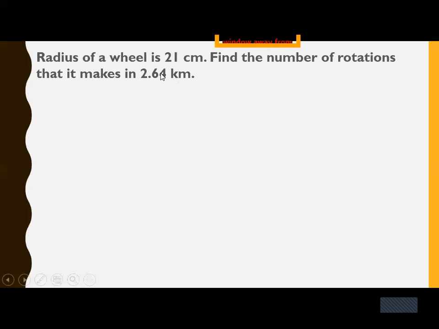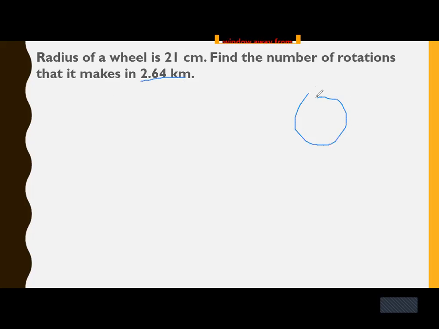Now look at this question carefully. Here in this question, the radius is given, and we have to find the number of rotations that it makes in 2.64 kilometers. The radius of the wheel is given, and we have to find how many times this wheel is going to rotate to cover the total distance of 2.64 kilometers. That means 2.64 is the total distance given.